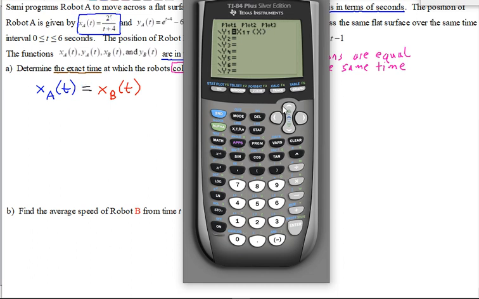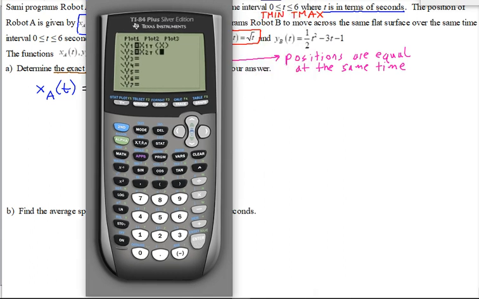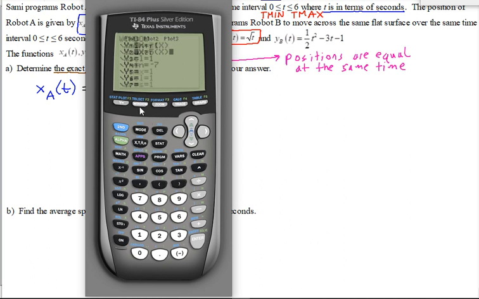That's this side. And then for y2, I want xb, that was the square root of t, so I, again, can just go vars, y variables, parametric, and get x2, and then again, we just want to replace that t with x. And then window size, for the x min and max here, I want to make it 0 to 6, because we only want to look where they intersect there.